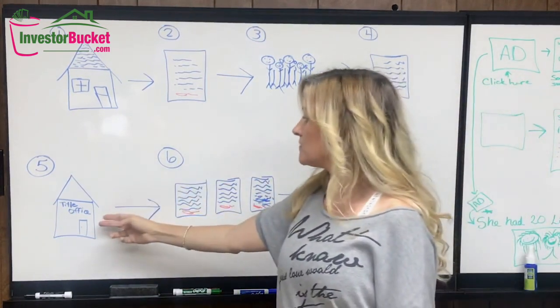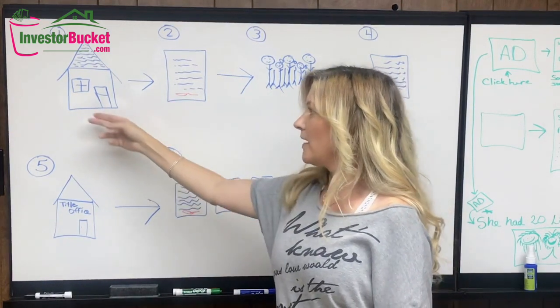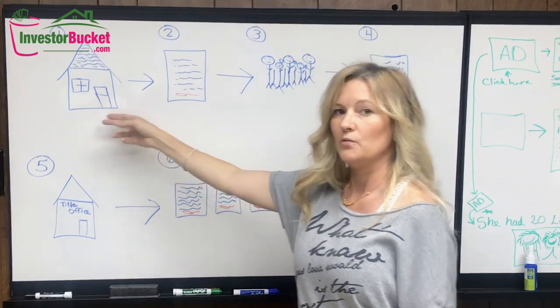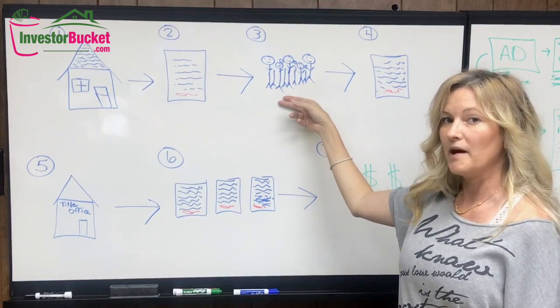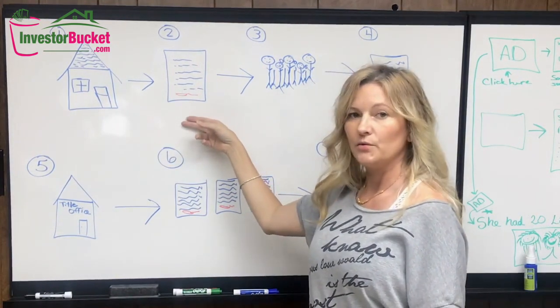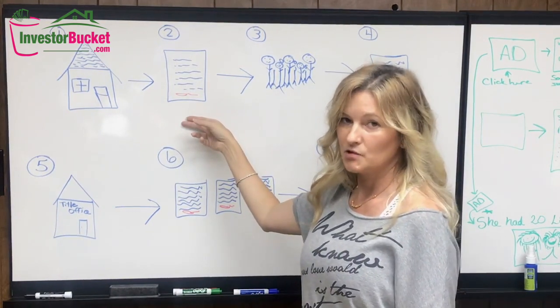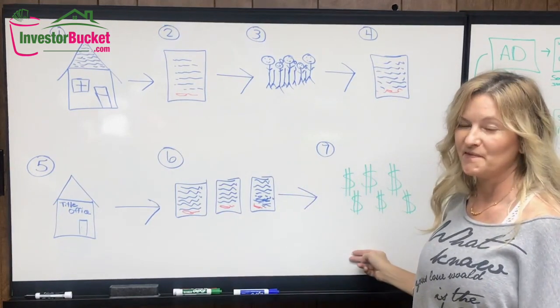The title office will then do all the paperwork. They will pay off your seller at $100,000. They will put the property in your buyer's name, so now your buyer owns this property, and then they will also send you your $10,000 check for doing the transaction. This is how we get to step 7.